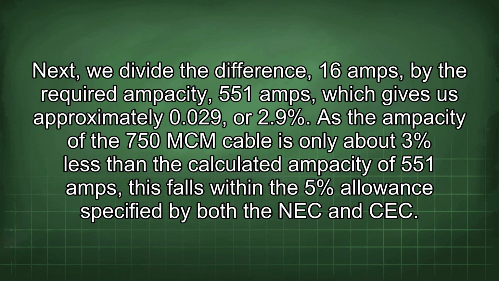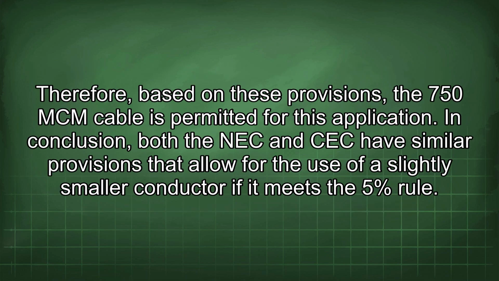Next, we divide the difference, 16 amps, by the required ampacity, 551 amps, which gives us approximately 0.029, or 2.9%. As the ampacity of the 750 MCM cable is only about 3% less than the calculated ampacity of 551 amps, this falls within the 5% allowance specified by both the NEC and CEC. Therefore, based on these provisions, the 750 MCM cable is permitted for this application.